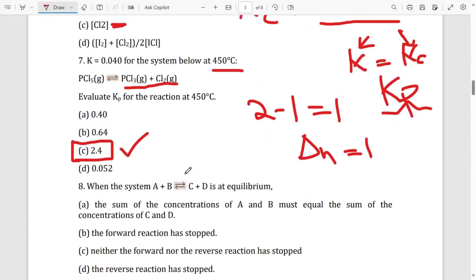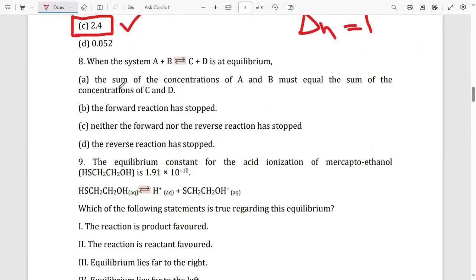And then we go to question 8. They're saying when a system A plus B, which gives C plus D, is at equilibrium, which one of these is true? The first one, they're saying the sum of the concentrations of A and B must equal the sum of the concentrations of C and D. So this is not true, because the sum of these cannot be equal to the sum of these.